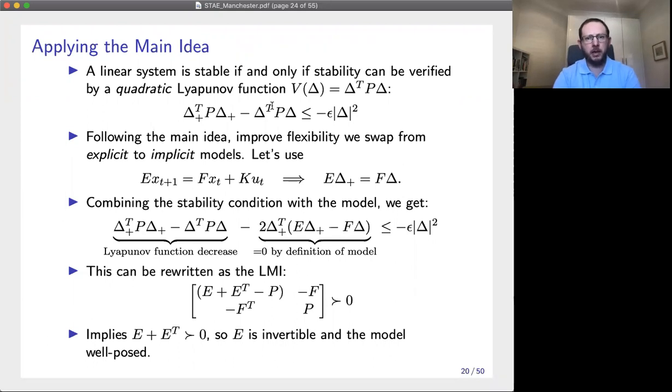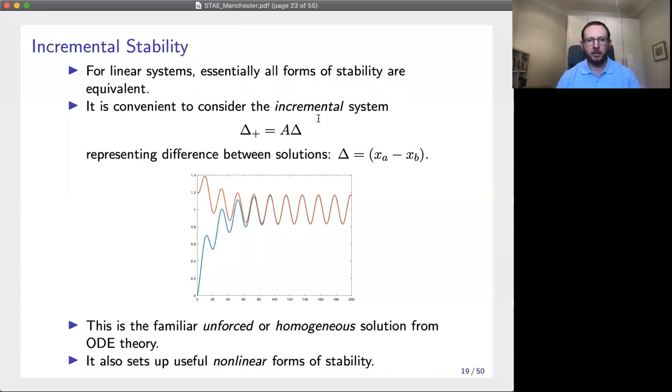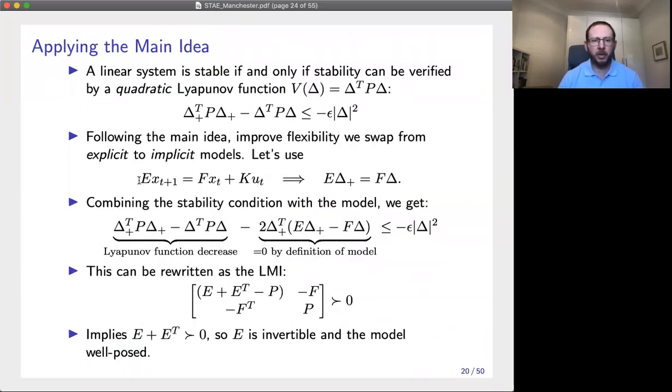Okay, so the main idea that we just introduced is that we want to combine this Lyapunov decrease condition with the model equations, but we're going to get the flexibility we need in terms of the multipliers if we swap from an explicit model, like we had here and here, to an implicit model. So the implicit model we're going to use for linear systems is like this. If you're familiar with descriptor systems, this might look familiar. However, we will in fact enforce that E is invertible, so there are no algebraic equations here. This is really just an equivalent representation of the explicit form, but it's a useful parameterization. So we've got now E, F, and K.